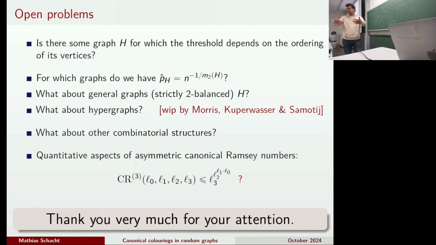And this you may only discover when you consider 3-uniform. So this function p hat h is the threshold for making canonical coloring h, right? The main theorem so far is for the clique, right? Right, when h is a clique. So we proved it for cliques, and we know it's not true for triangles. The question is for which graphs it's true and for which it's not.